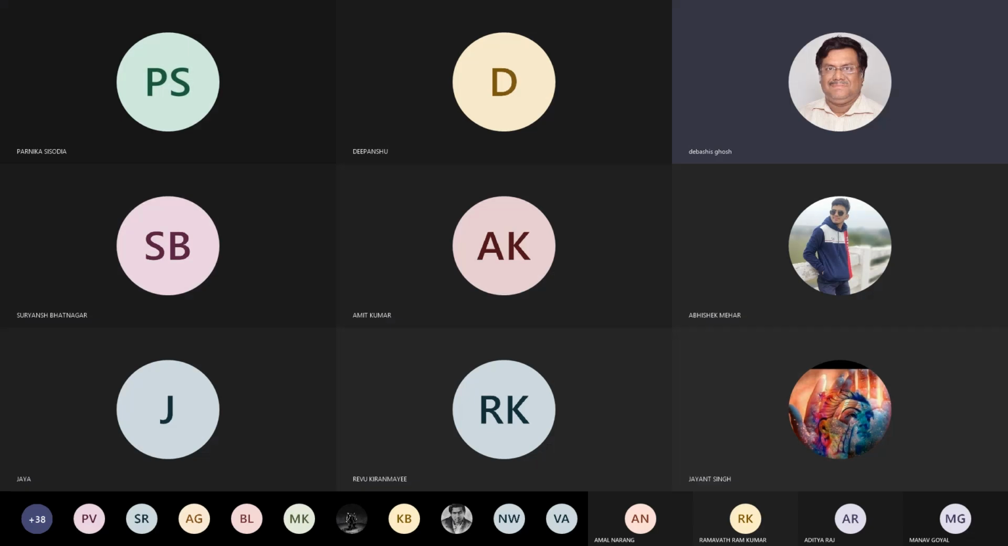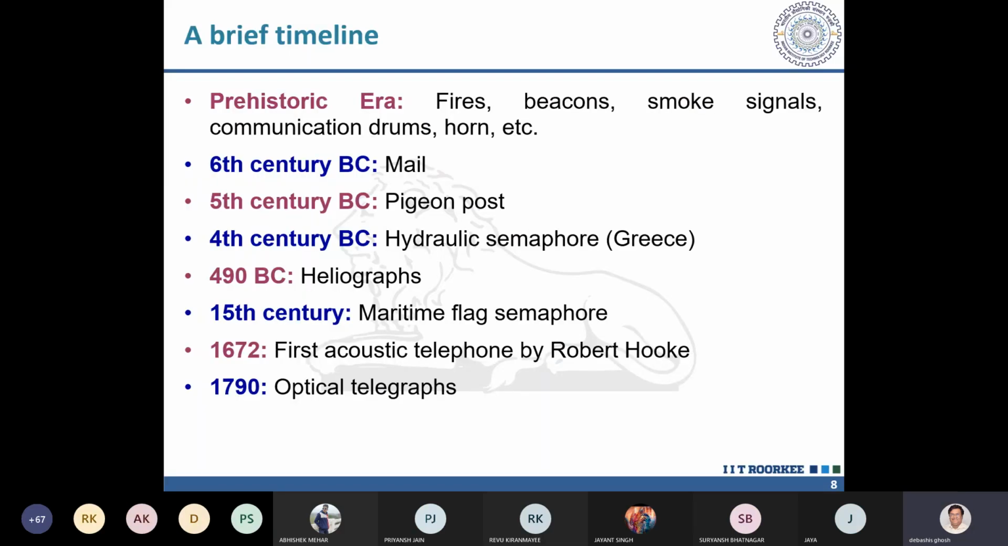We were communicating with each other, but all the means of communication that used to be used in those days were non-electrical. So that is not of our concern in this electronics course. We are not bothered with how things used to be communicated in those days.